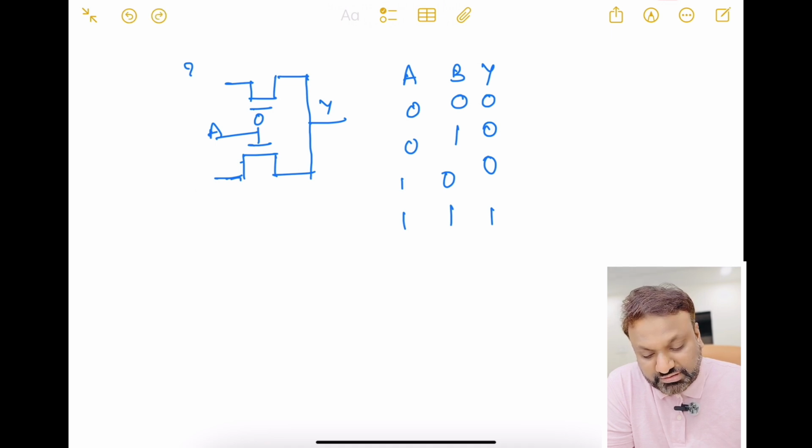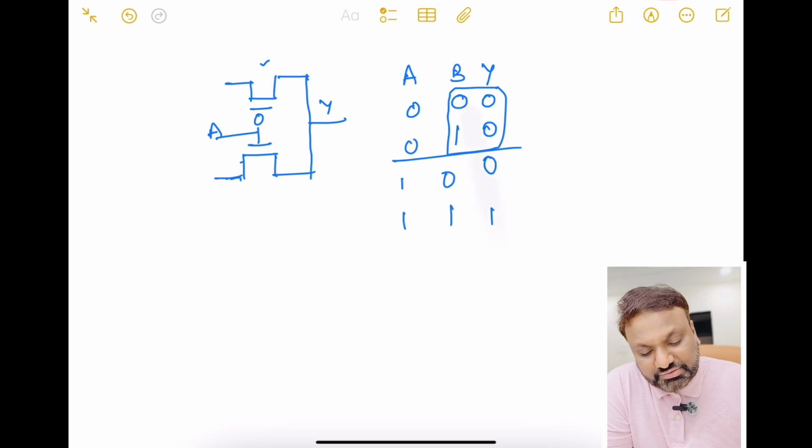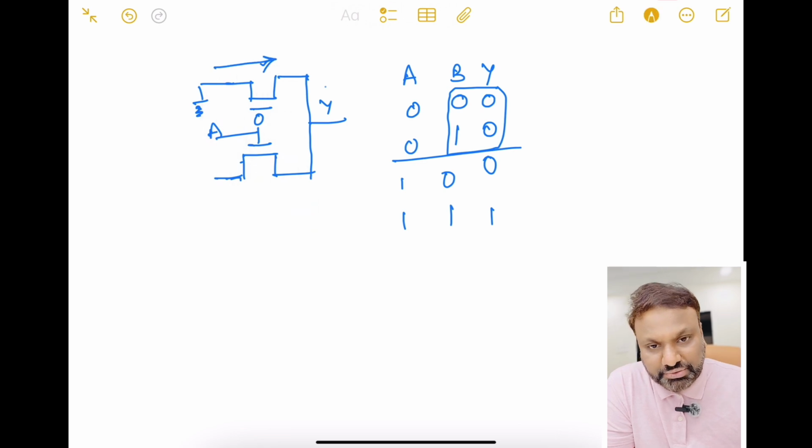So see here again, I told you I will be splitting the truth table. When A is equal to 0, this particular transistor will be on. Now compare B and Y. When B is equal to 0, my output is 0, and when B is equal to 1, my output is also always equal to 0. That means I will be connecting ground here, such that when A is equal to 0, this transistor is on and the output is always equal to 0.